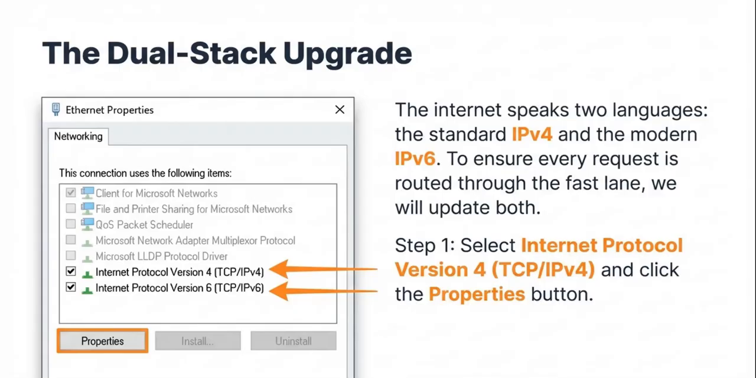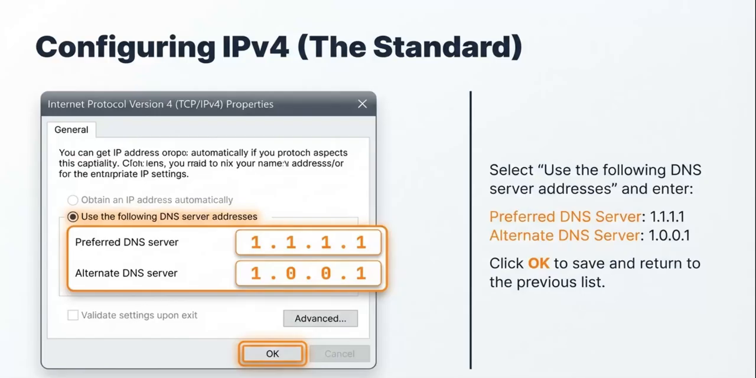Step 1. Select Internet Protocol version 4, TCP IPv4, and click the Properties button. Select Use the following DNS server addresses and enter the information listed for both the preferred DNS server and the alternate DNS server. Click OK to save and return to the previous list.